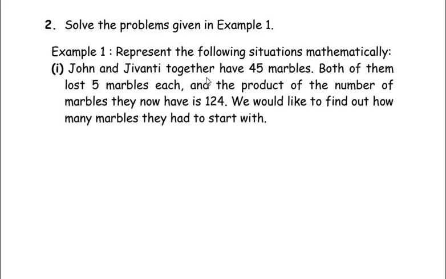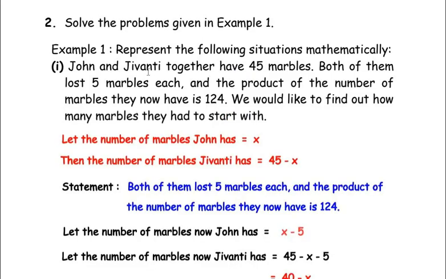John and Jivanti together have 45 marbles. Both of them lost 5 marbles each, and the product of the number of marbles they now have is 124. We would like to find out how many marbles they had to start with. So let us try to understand the question first by writing the given data. So here let us consider John and Jivanti, these two friends. They both together have 45 marbles. So let us say that the number of marbles John has is equal to x.